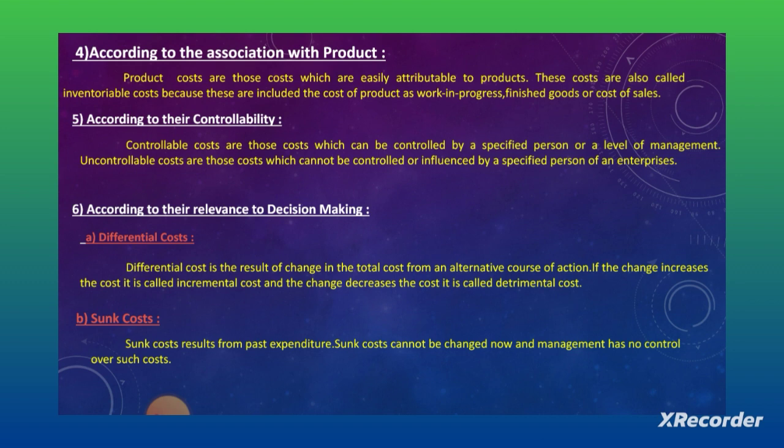Then sunk cost. Sunk cost results from past expenditure. Sunk cost cannot be changed now, and the management has no control over such cost. For example, past cost of inventory, past costs of long-term assets, etc.